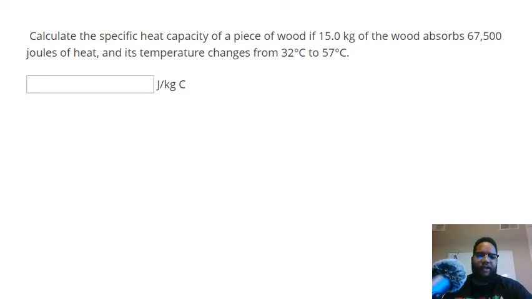So first of all, we're trying to find specific heat capacity. So that in and of itself means that I'm trying to find Cp. Calculate specific heat capacity. All right. That means I'm trying to find Cp. So when I go to calculate it, I need to go ahead and solve for Cp. That's what that's telling me.